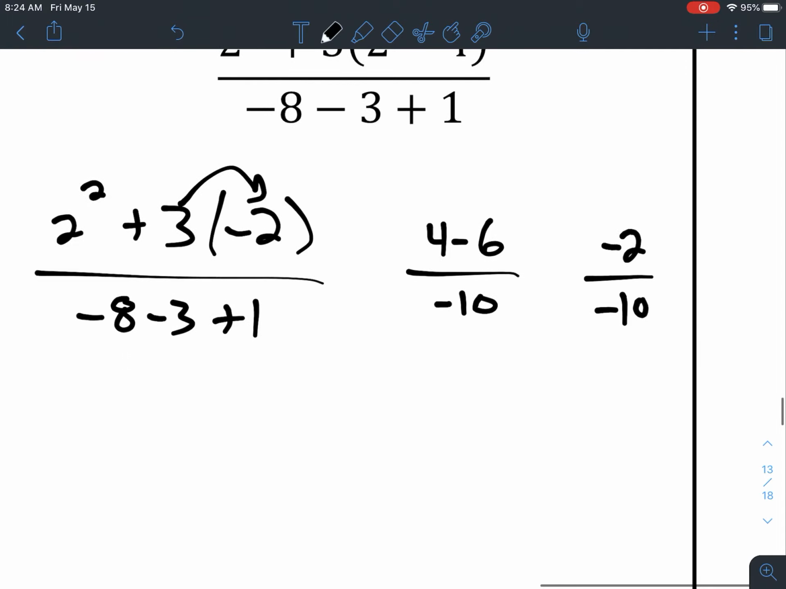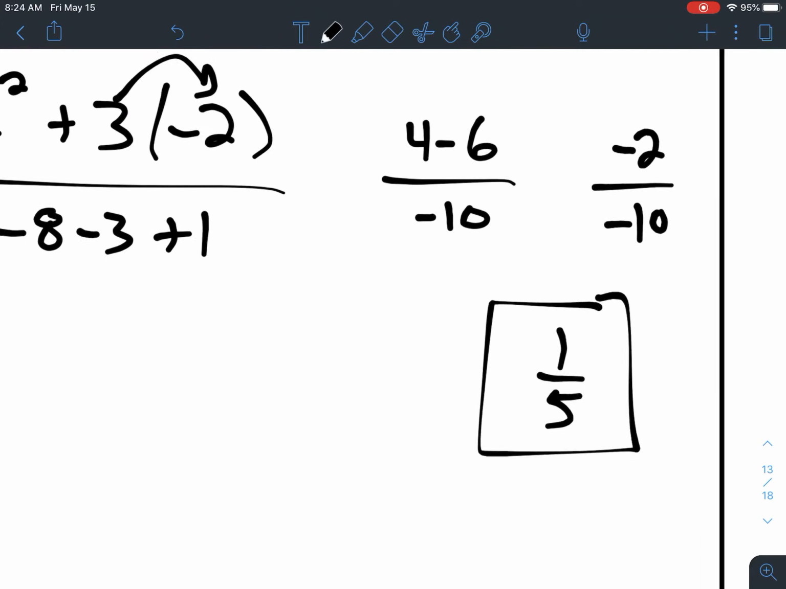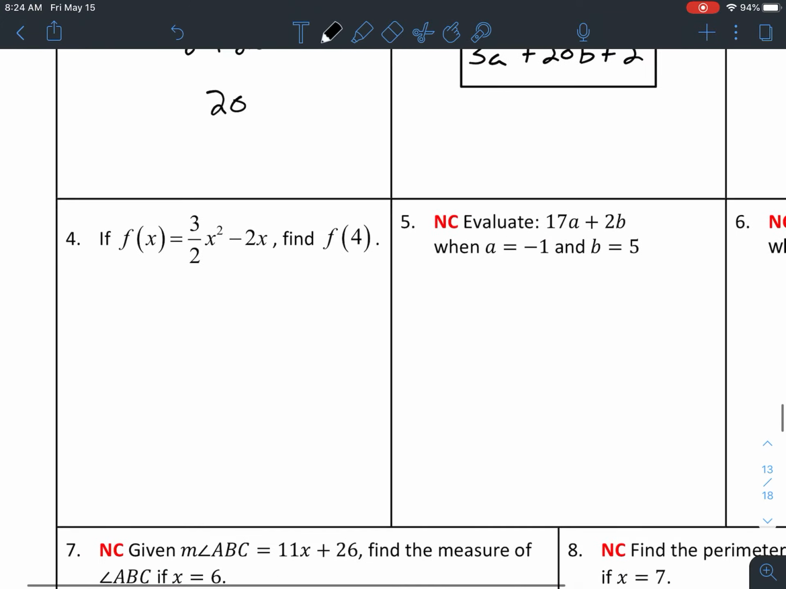We simplify this even further. Negative 2 divided by negative 10 will give us positive 1/5, which is the best we can simplify it down to. Okay, because 2 goes into 10 5 times, so we know that that's going to be 5. And we can reduce it by 2 divided by 2 gives us 1. And because they're both negative, it gives us a positive.